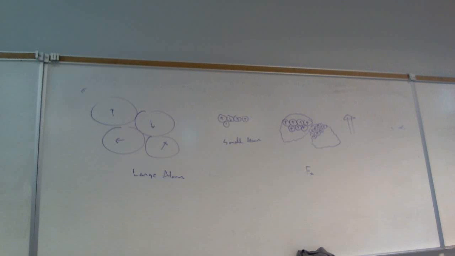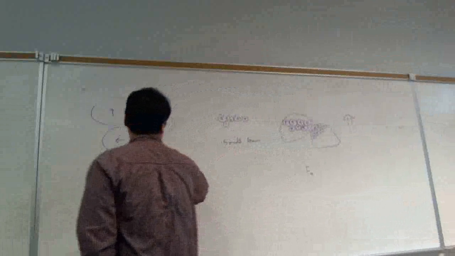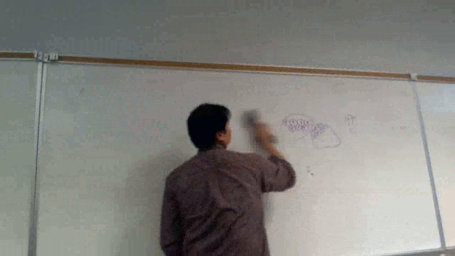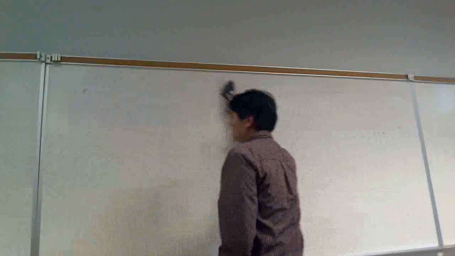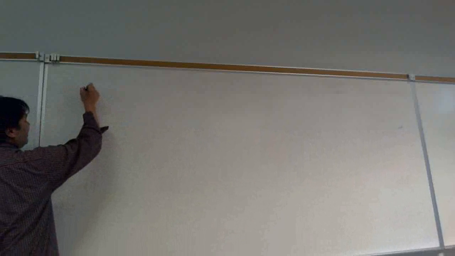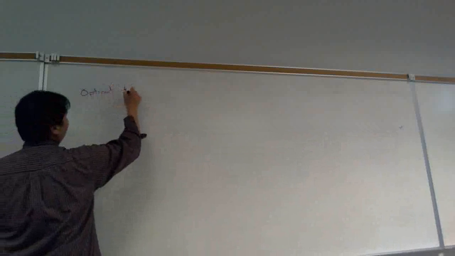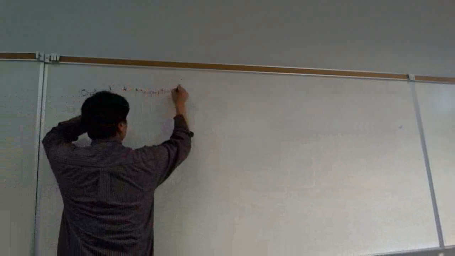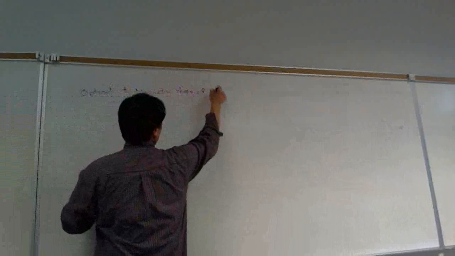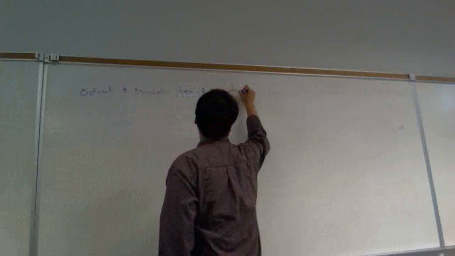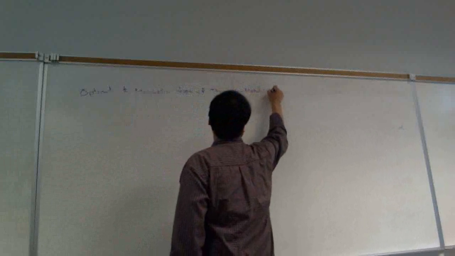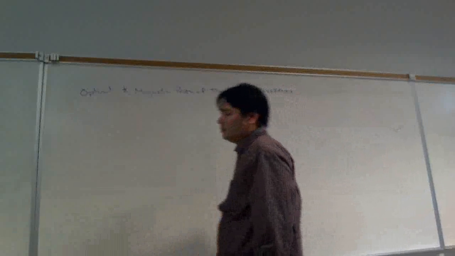Okay, now we're going to go to chapter 24. With chapter 24, I'm going to cover the last section first, and then the middle section. And so first we're going to look at the optical and magnetic properties of transition metal complexes.